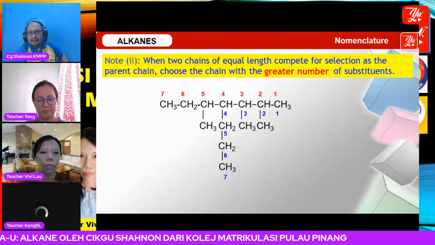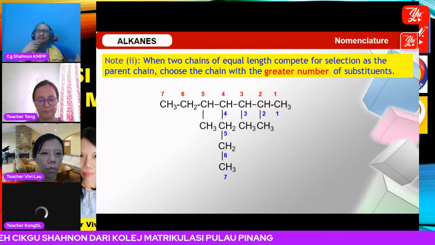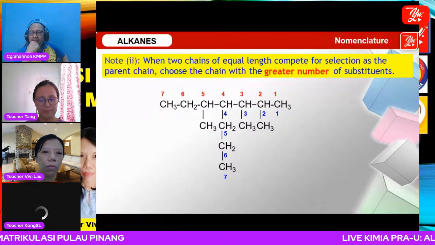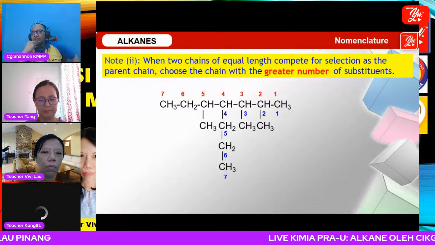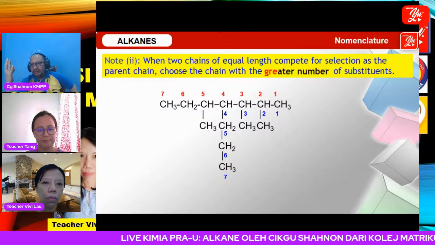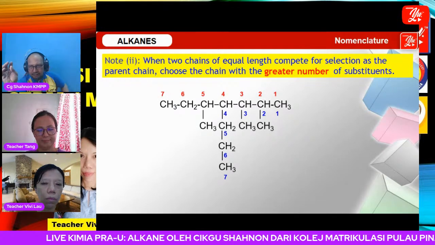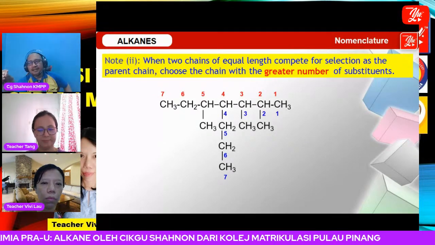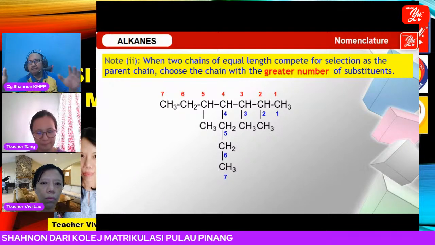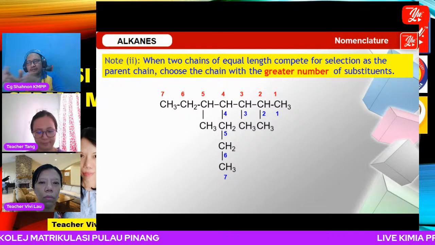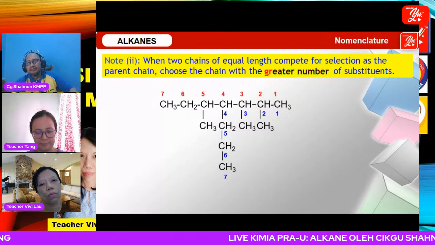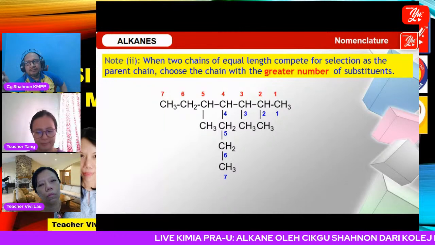and look at the number, the color blue, 1, 2, 3, 4, 5, 6. Also 7, consists of 7 carbons. All right. Now this compound competes for the name with a greater number of substituents.